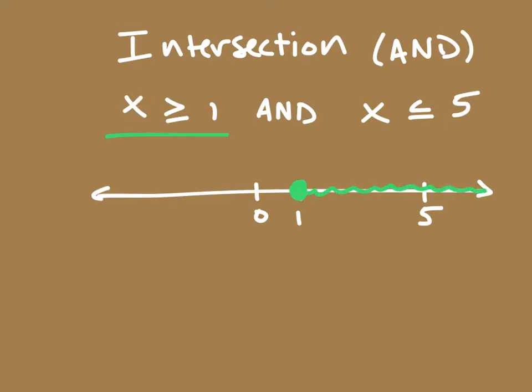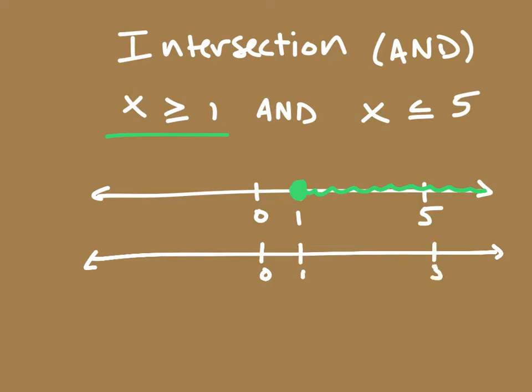Now I want to draw another number line, and I'm going to plot 0, 1, and 5 at the same spot. Now I want to look at this one. So x is less than or equal to 5. I'm going to put a solid circle at 5, and because x is smaller than 5, I'm going to shade to the left.